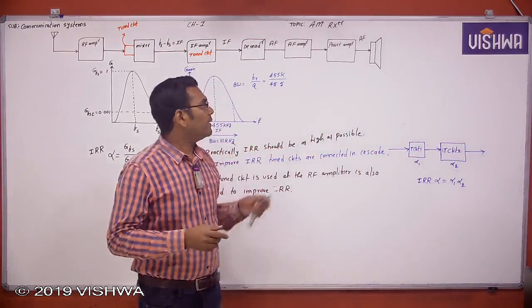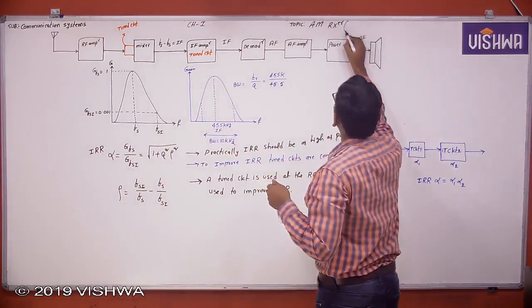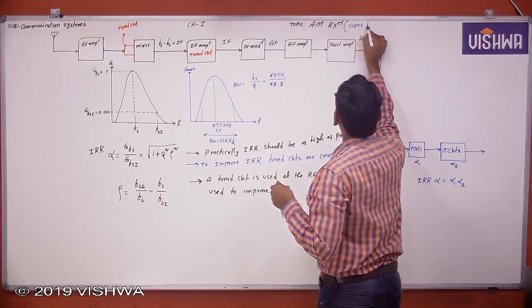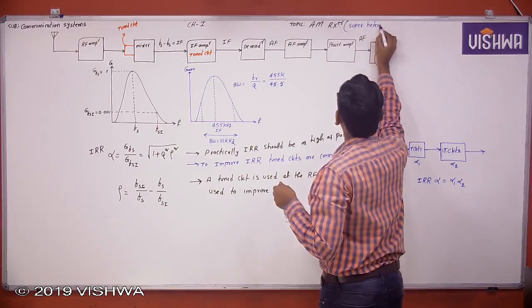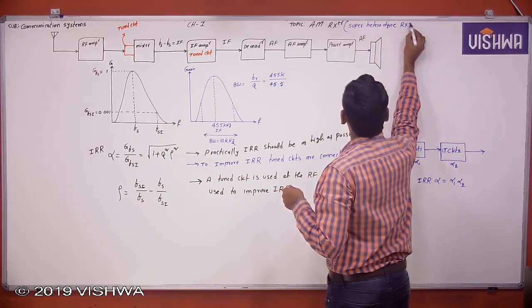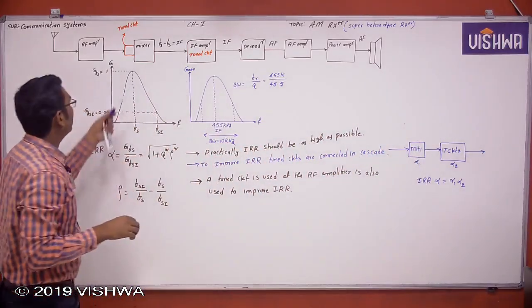Okay, students, then we'll continue that AM receiver, which is the super heterodyne receiver, right? Okay. Now see here, now we are at here.